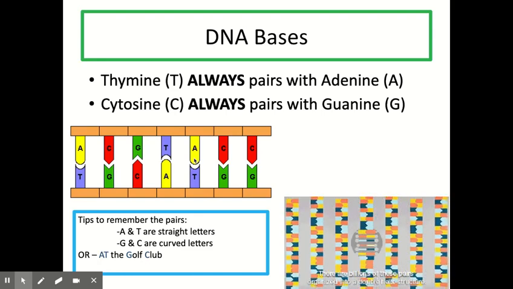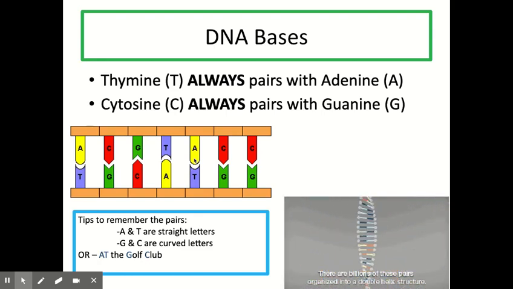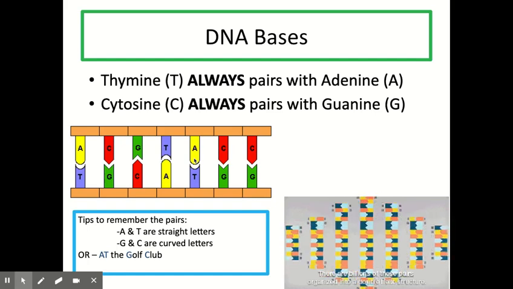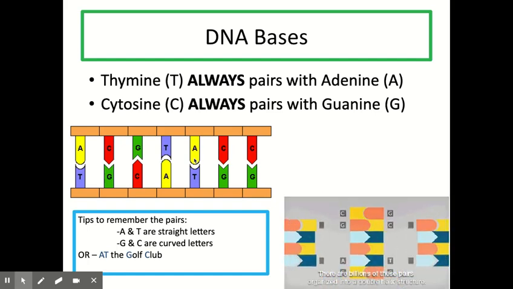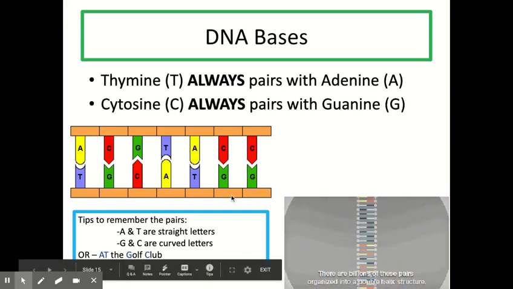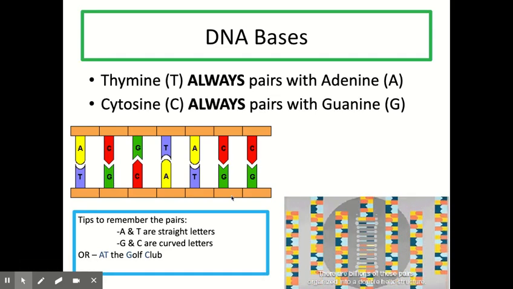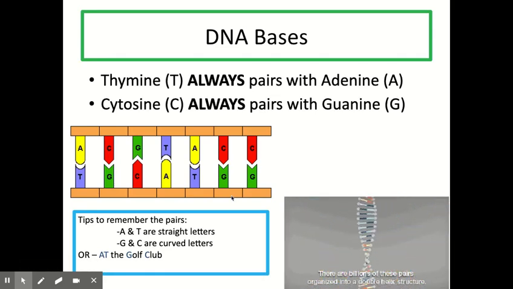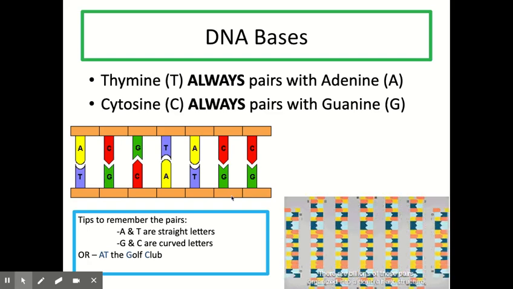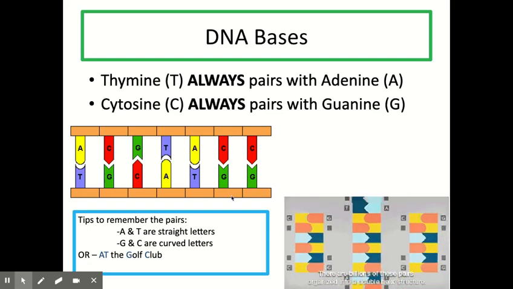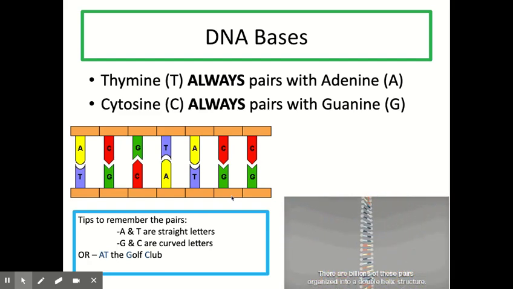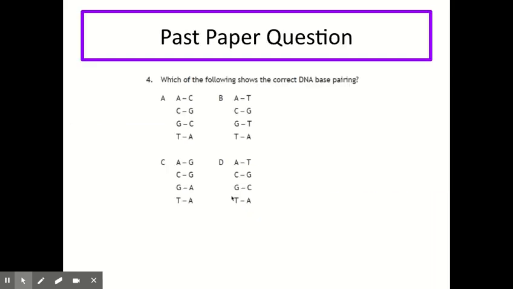Now you can come up with your own way of remembering the base pairs, but here are some tips. So you could possibly remember that C and G are curved letters when you draw them, so they pair together, and A and T are more straight letters, so they pair together. Or you could remember using a mnemonic, so you could think at the golf club, so AT, so A and T go together, and golf club starting with GC, so G and C go together. Now you can make up your own one for that as long as you can remember that those are the ones that go together.